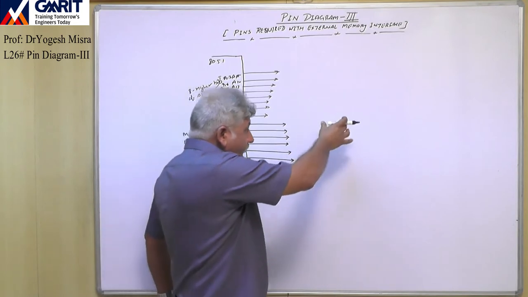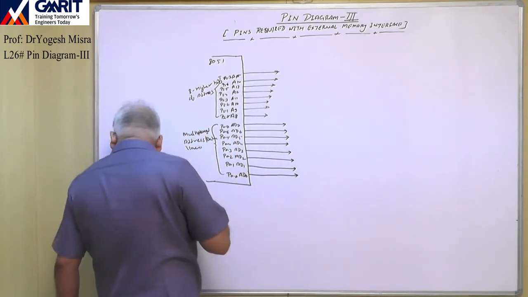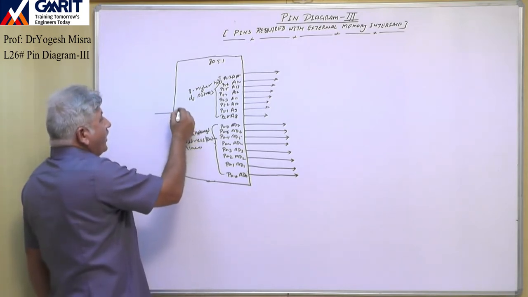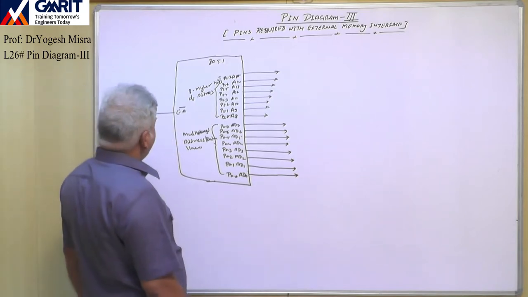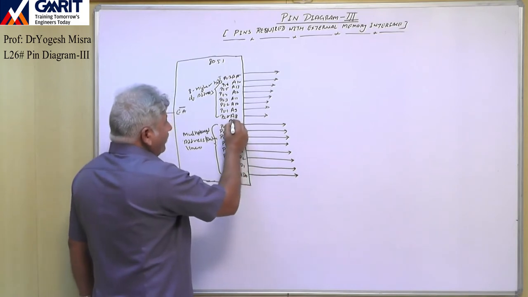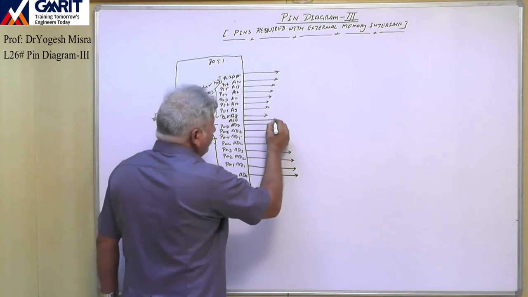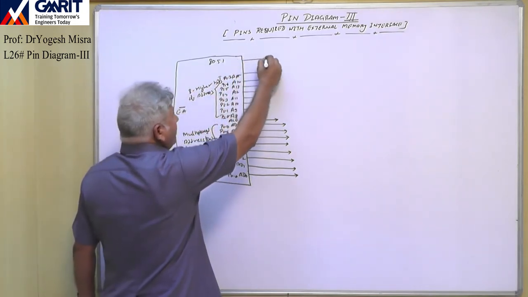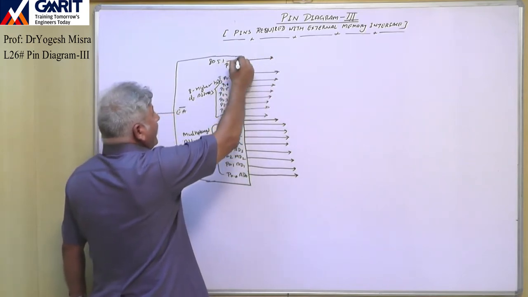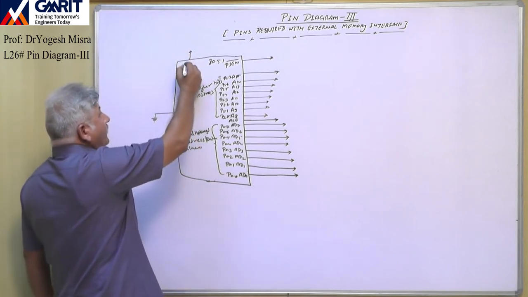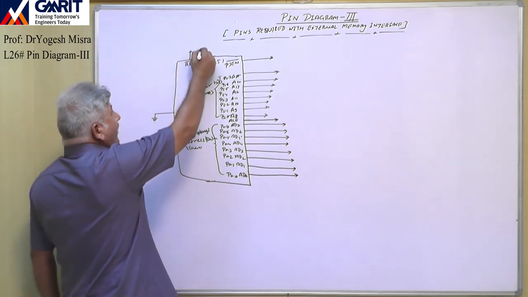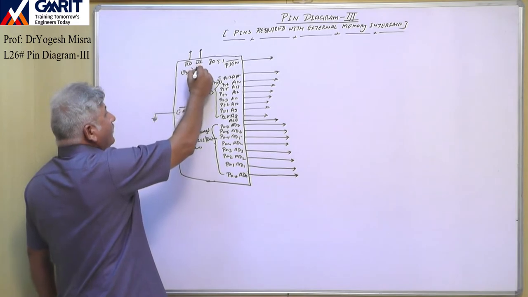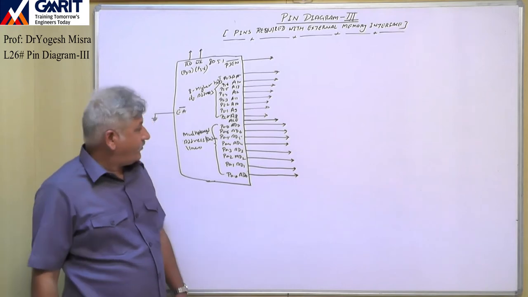Now since we have to interface external memory, due to this EA bar is connected to ground and we are now using the ALE signal. Apart from this we will use another signal, PSEN bar, and two more signals will be used, read bar and write bar. Read bar is at port 3 pin number 7 and write bar at port 3 pin number 6. So these are the signals which are required for interfacing.